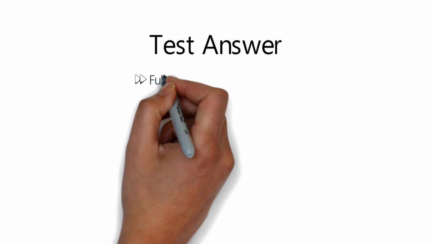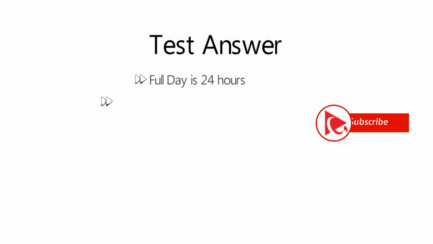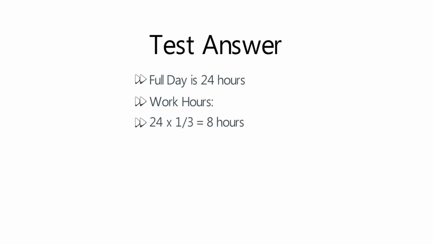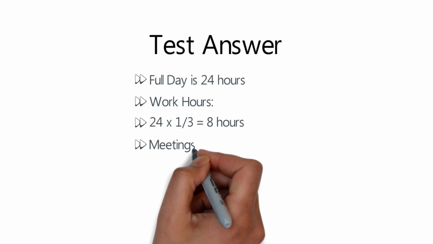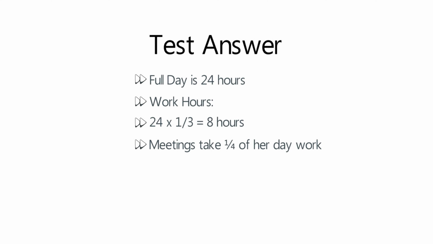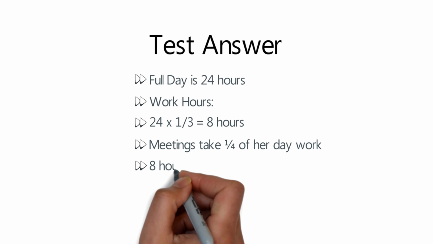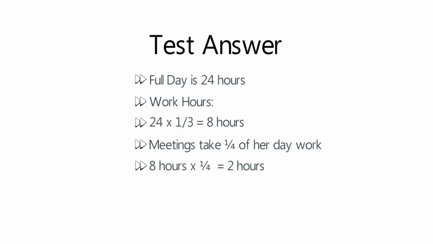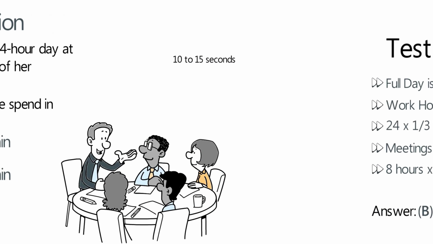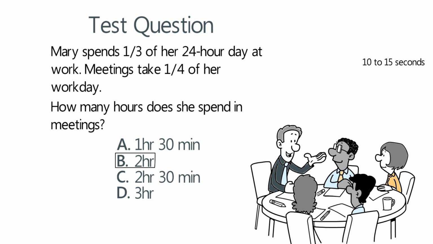As you might be well aware, a full day has 24 hours. Mary's working hours are very typical. They represent 1/3 of the full day, which is 8 hours, and we calculate it by multiplying 24 by 1/3, or actually dividing 24 by 3. Meetings take 1/4 of her workday. So to calculate how much time she spends in meetings, we need to multiply 8 hours by 1/4, and the result is 2 hours. So the correct answer is choice B, 2 hours. Hopefully you've nailed this question and now know how to answer similar problems in the test.